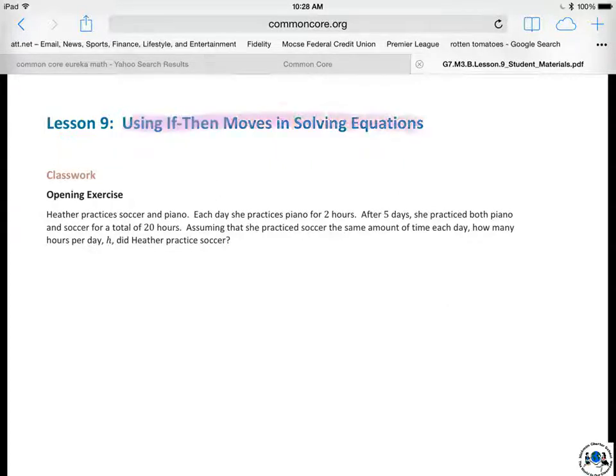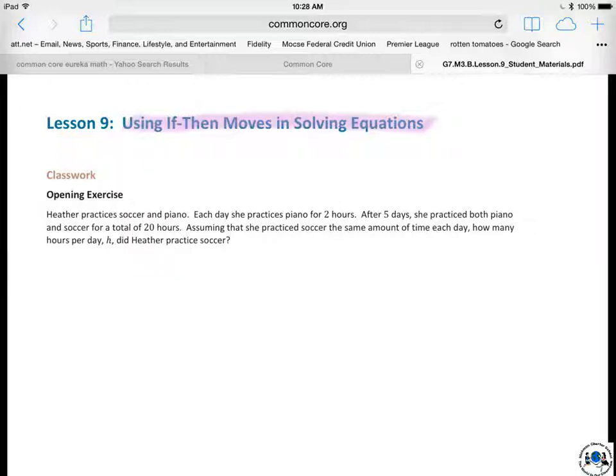Okay, let's do this opening exercise. And I'm going to tell you right now, be forewarned that this opening exercise may look ridiculously easy. You're going to read it and say, okay, I know the answer already. But what I want you to do is develop an equation, write it down, and follow all the steps, all the if-then moves. Okay? So go ahead and do it. I want you to pause and give it a whirl.